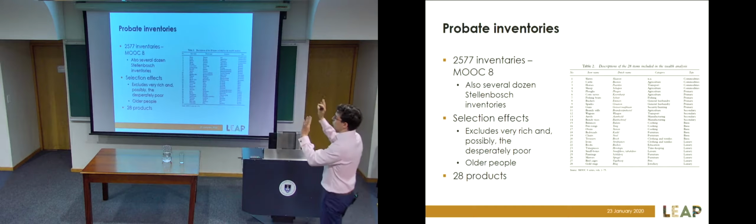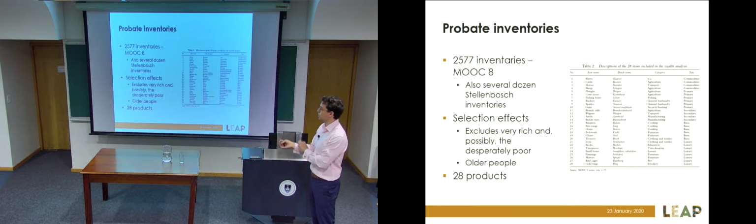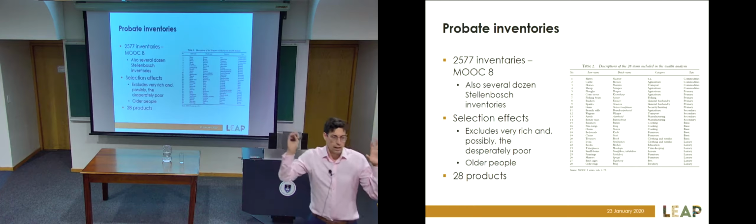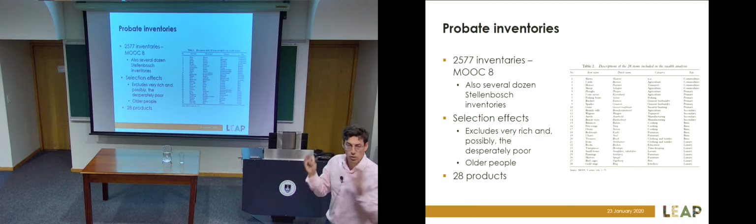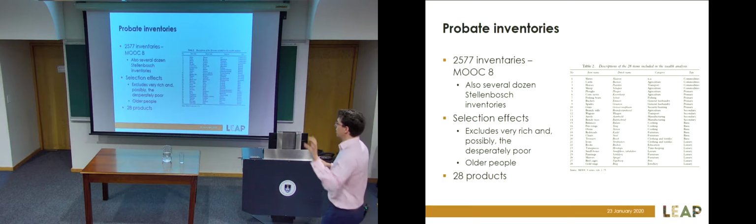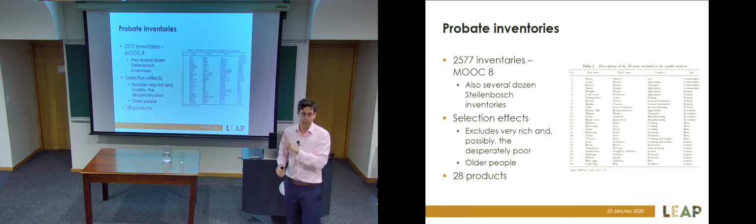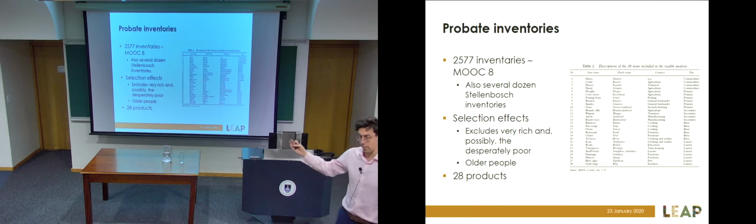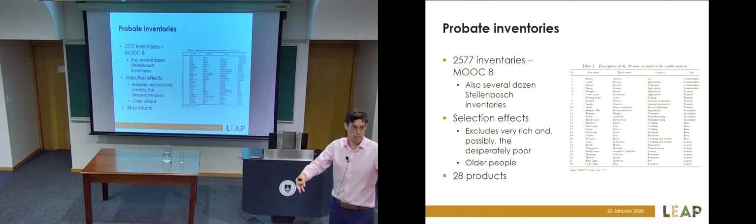So what I did for my PhD was to look at these 2,500 images from the MOOC 8 records, I'm sure you've heard of them before, and I also added several dozen Stellenbosch images, and I'll talk a little bit about that. So who's included in these? Whenever you start thinking about sources, especially big databases, you need to think about who's in them and who's not in them.